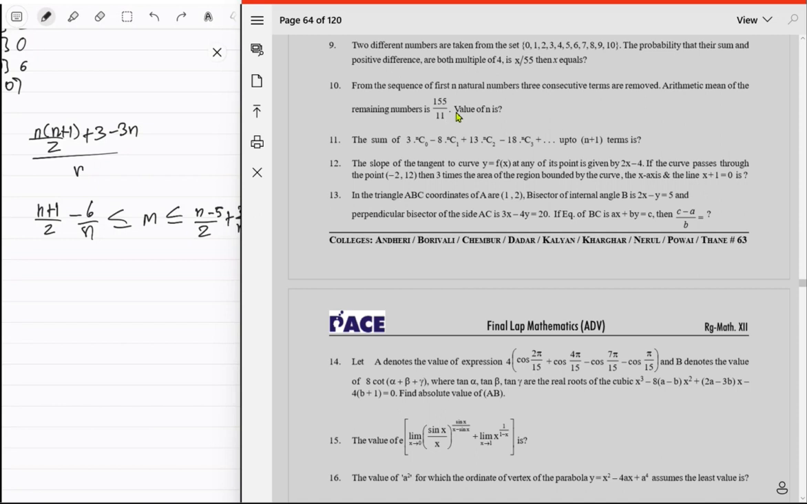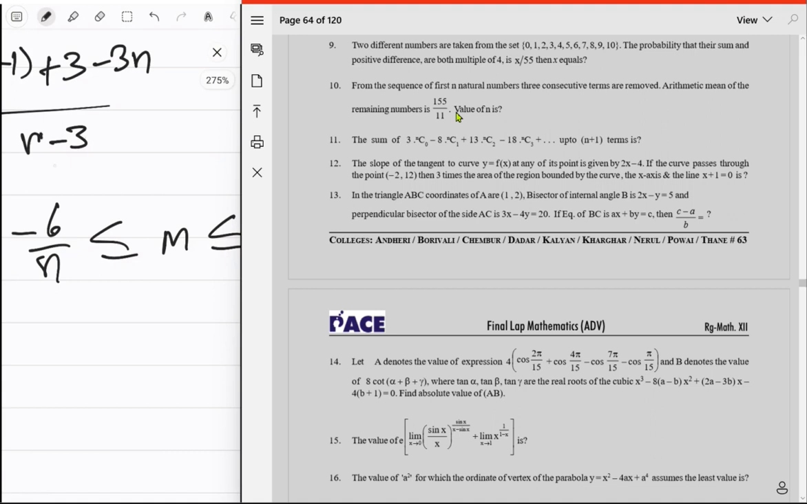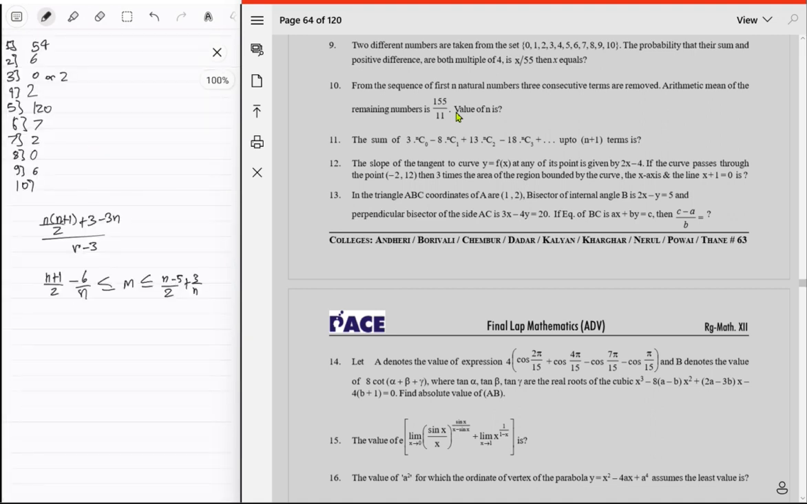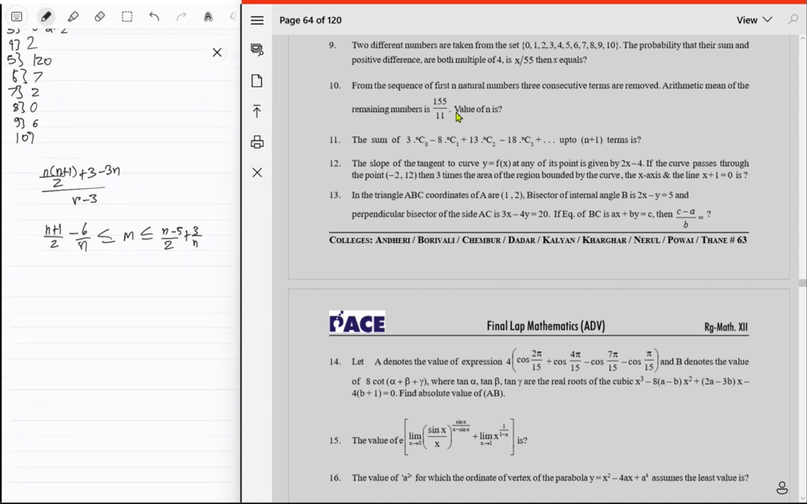Oh, of the remaining, oh shit, of the remaining numbers it should be n minus 3 over there. Uh-oh. Of the remaining numbers, that is not good. Okay, I think. ठीक है ना? You know what? Just guess check करते हैं. We'll just guess check. Yeah.